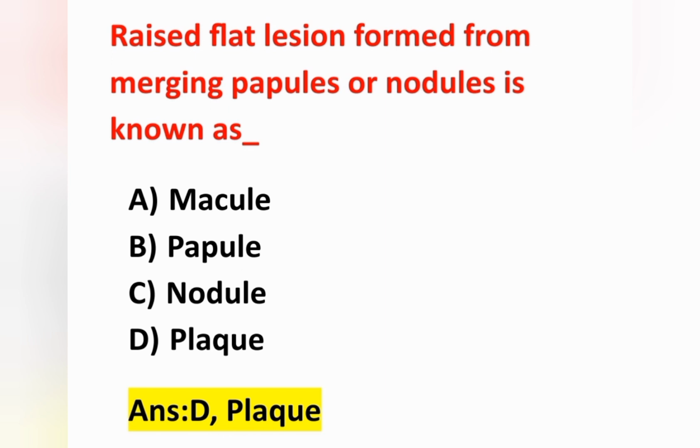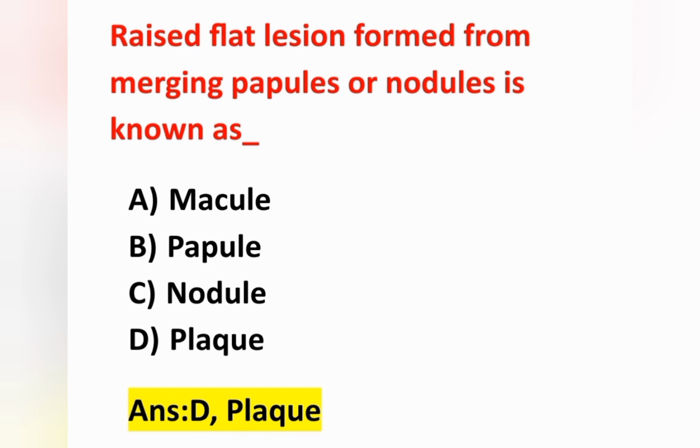First option, macule. Macule means flat patches, only the skin color is changed in case of macule, like flat patches we can see. Papule means an elevated solid lesion and is less than 1 centimeter in size. A nodule means it is larger than papule, and this raised solid lesion can extend up to dermis.